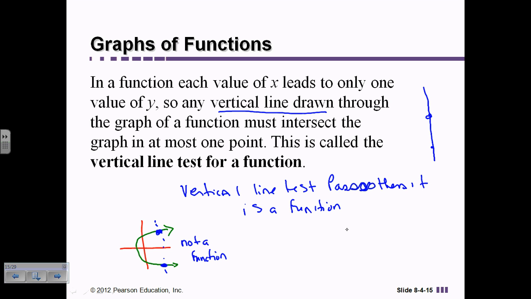Okay, one more example that is a function. Let's say I have a problem that looks like this. Similar shape, but turned a different way. Again, draw a vertical line anywhere on the graph, and I touch the graph in one spot. No matter where I draw my vertical line, I'm only touching it in one spot. So this is a function.